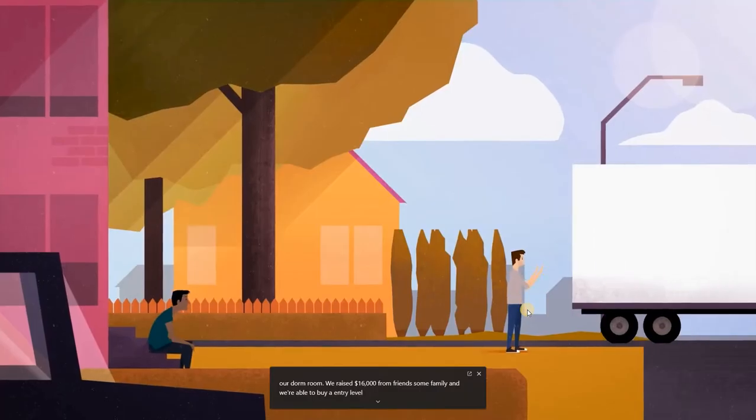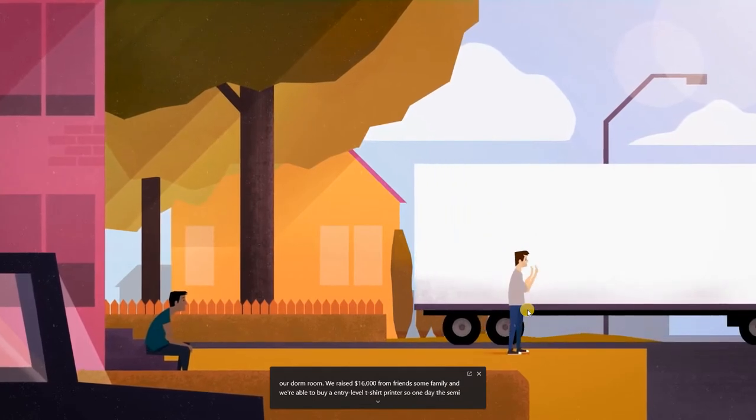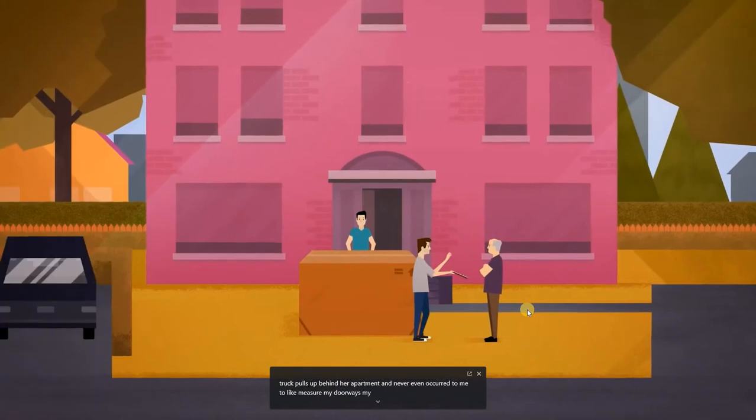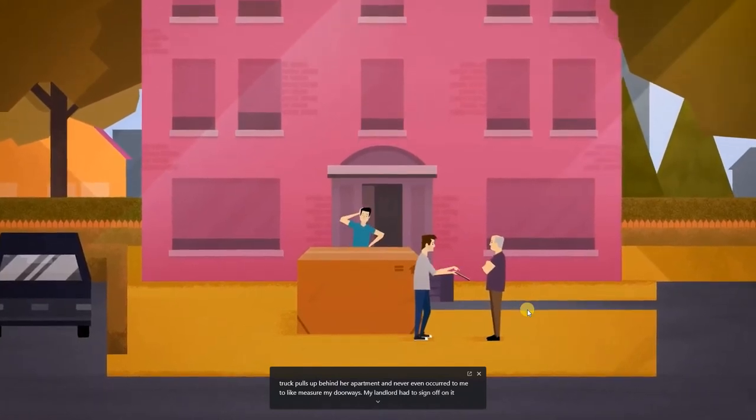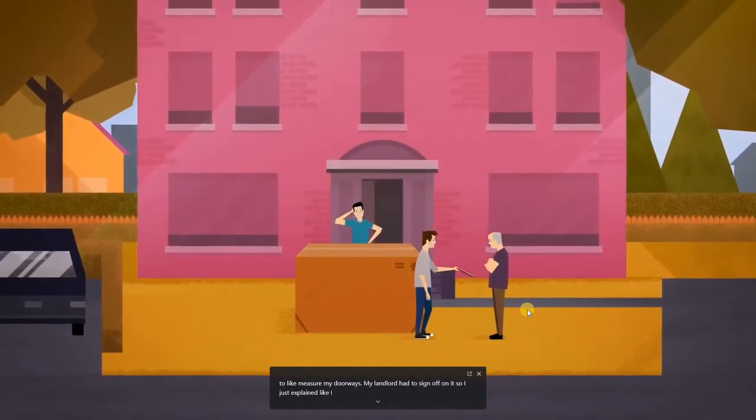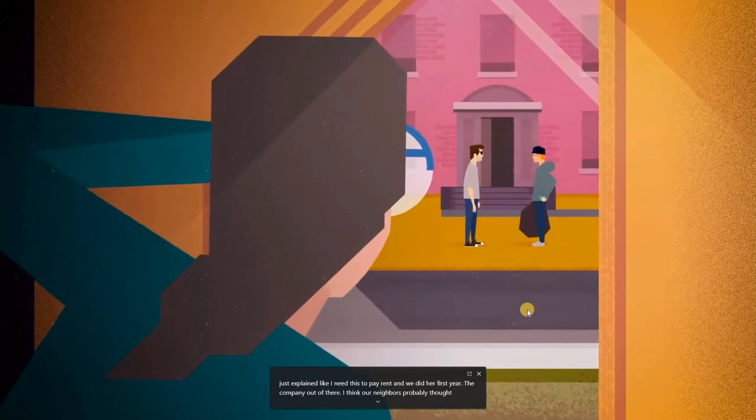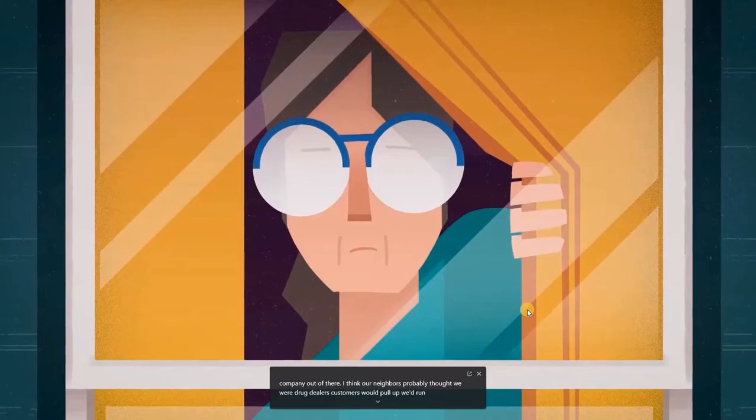So one day, the semi-truck pulls up behind our apartment, and it never even occurred to me to measure my doorways. My landlord had to sign off on it, so I just explained, I need this to pay rent. And we did our first year of the company out of there. I think our neighbors probably thought we were drug dealers. Customers would pull up, we'd run out, give them a bag of shirts, they'd give us cash.